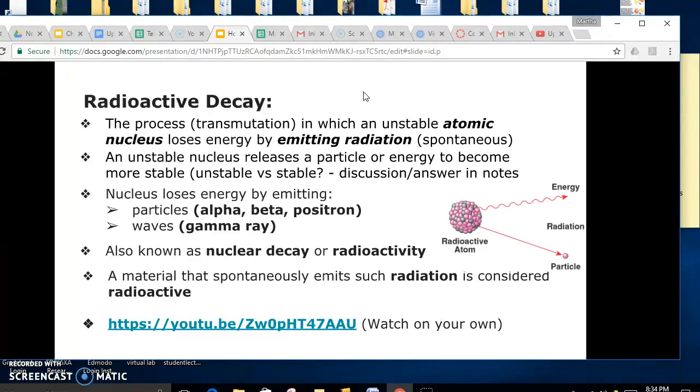We call radioactive decay nuclear decay because it is the nucleus, or radioactivity. And a material that would do this, we would say that it emits radiation or it is radioactive. This YouTube video, you're again going to have to go to the PowerPoint so that you can watch it on your own.